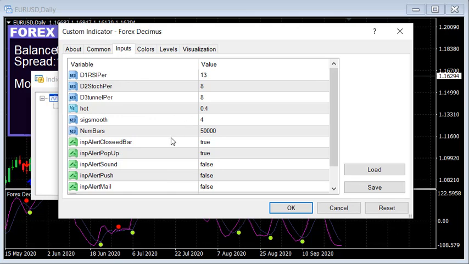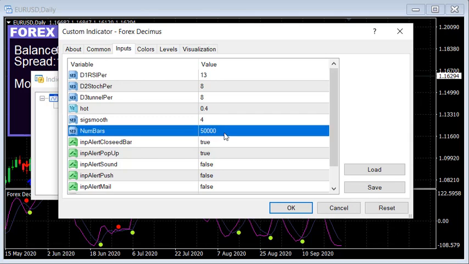When you get it, you basically just load it as is, except for one thing. Over here we have number bars, and the number that comes in as a default is 500. Now, if you're using a Renko chart, or a lower time frame chart like the 1 minute or the 5 minute chart, you're not even going to scroll back a couple of days. You're going to get about half a day's worth of 1 minute chart, and maybe 2 days worth of the 5 minute chart. Change that to like 50,000.